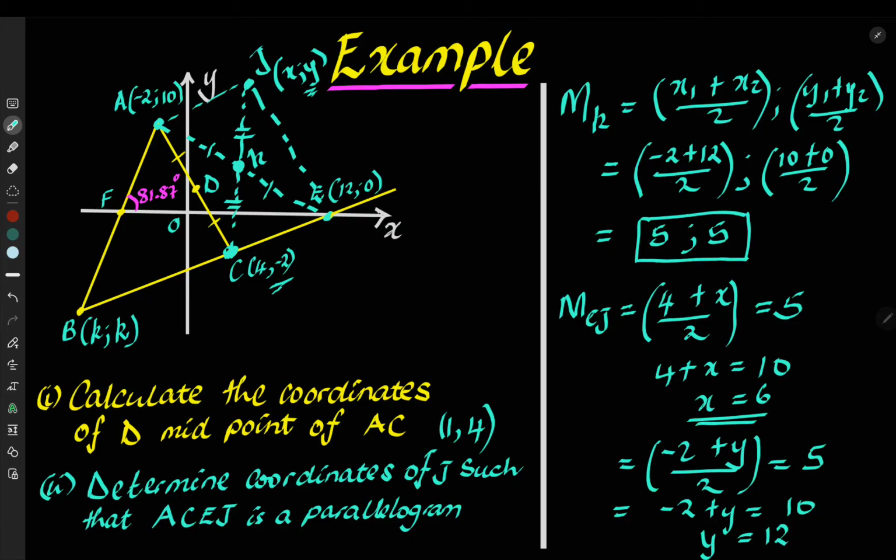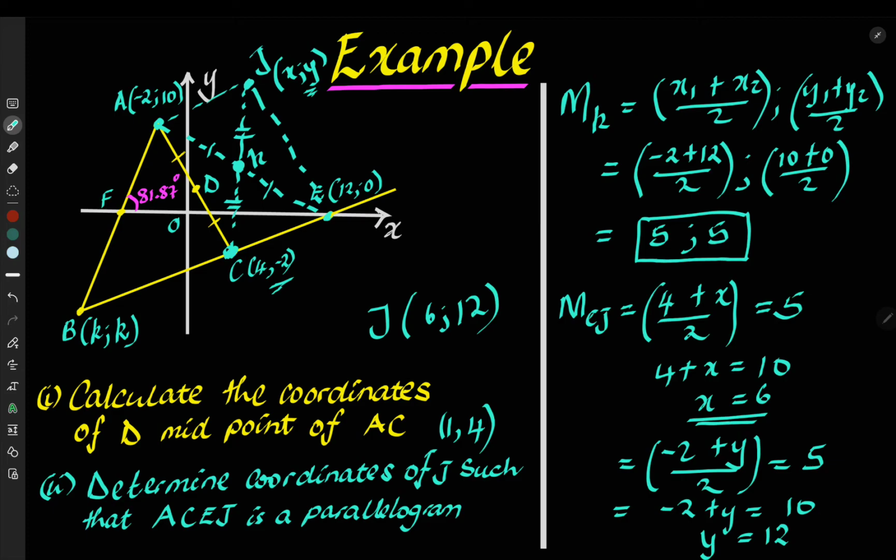So now we have got the coordinates of J. So J will be 6 and 12. And this is how you determine the fourth coordinates to make it a parallelogram. You always determine the midpoint first of the given coordinates, then you use the other 2 points to determine the value of the coordinate that you're being asked for. And this is how you do it.